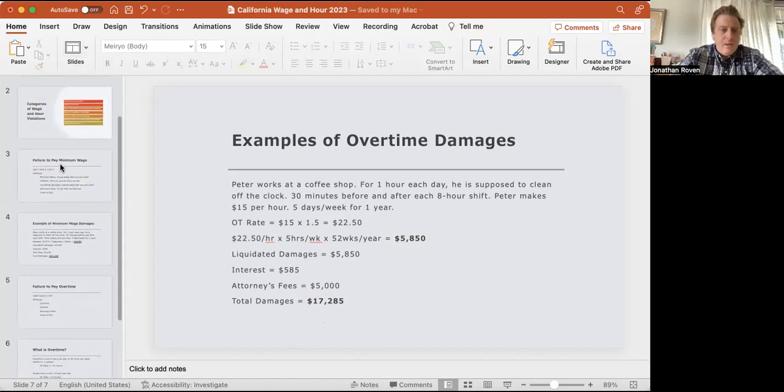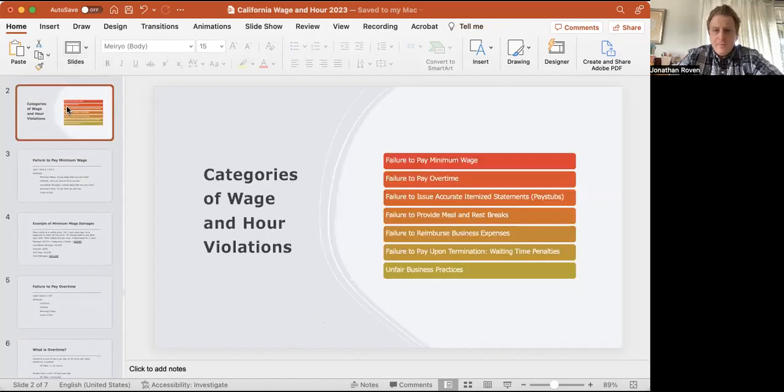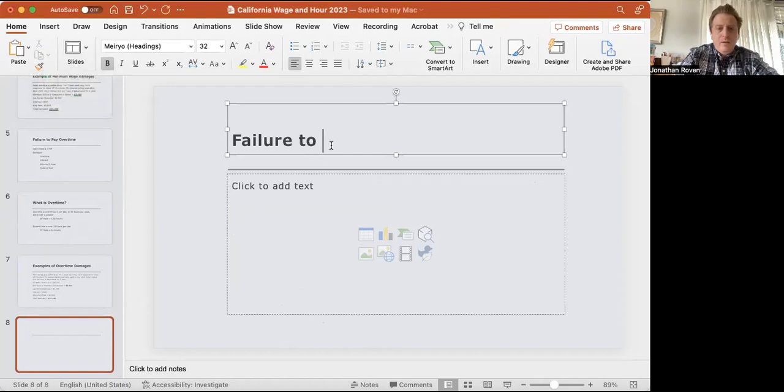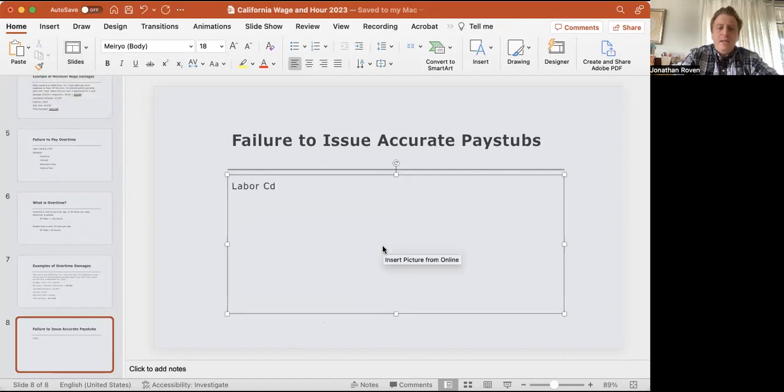Okay, so now we're going to go back and go through failure to issue accurate itemized statements. That is pay stubs. This is governed under Labor Code, I believe, 226. Let's see if I'm right about that.